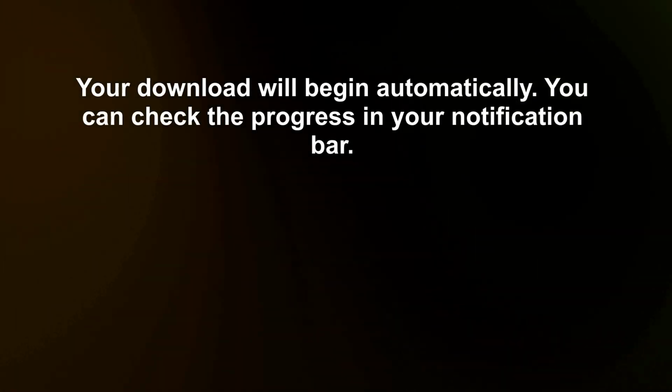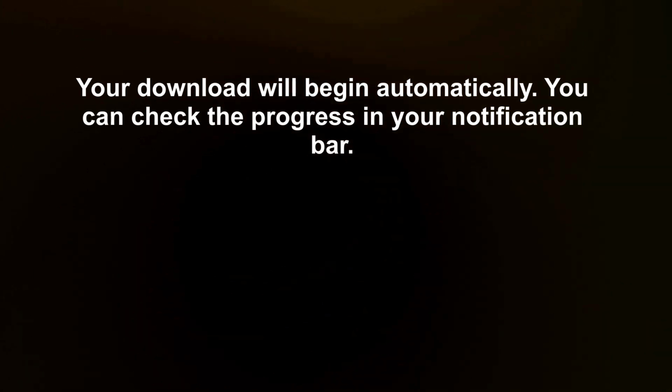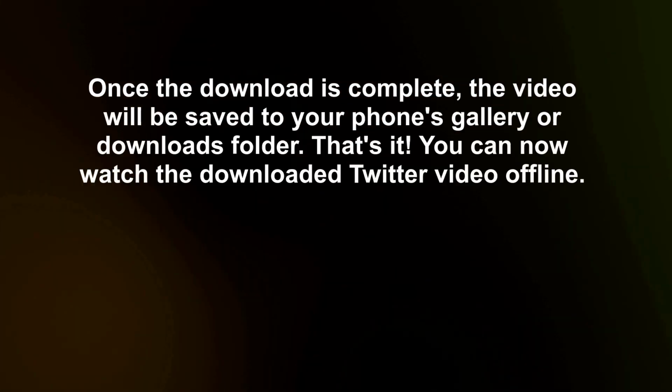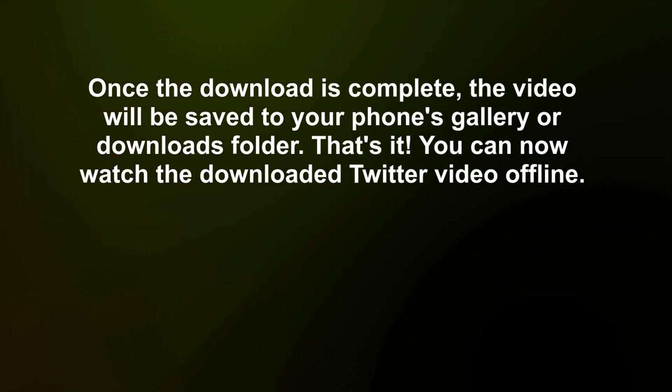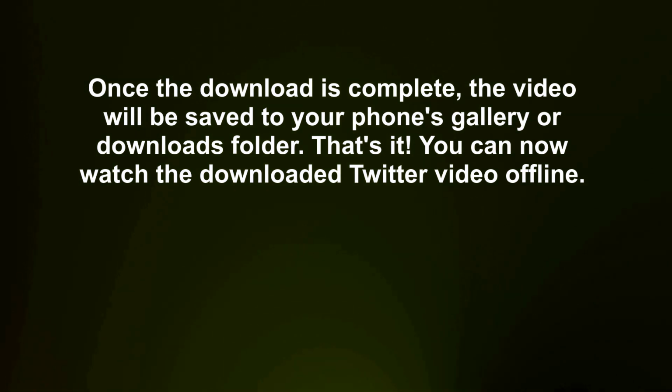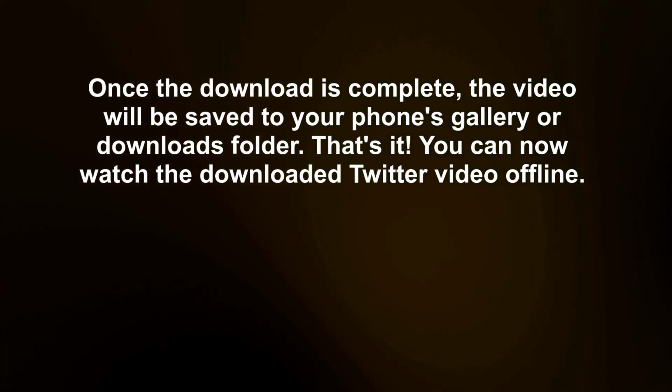Your download will begin automatically. You can check the progress in your notification bar. Once the download is complete, the video will be saved to your phone's gallery or downloads folder. That's it. You can now watch the downloaded Twitter video offline.